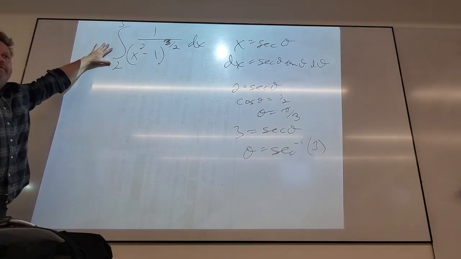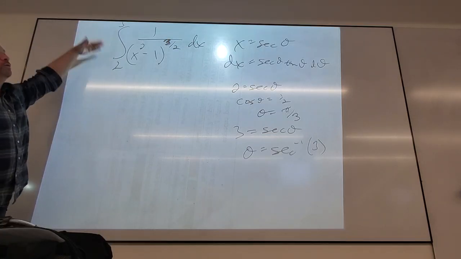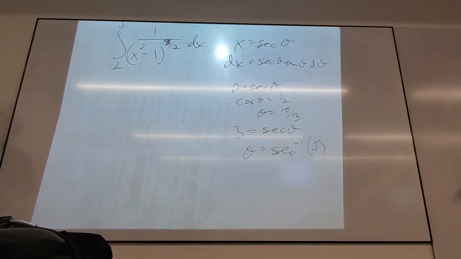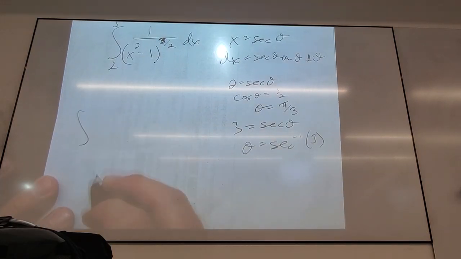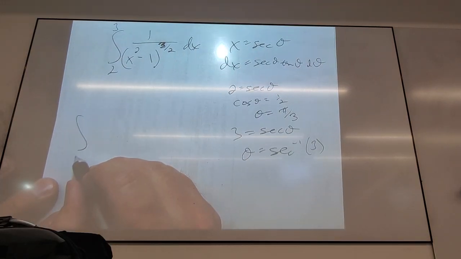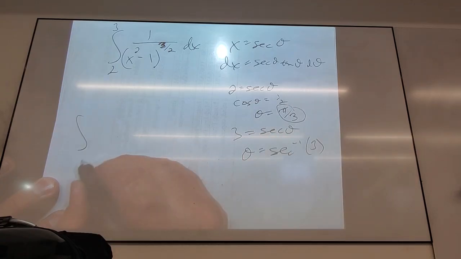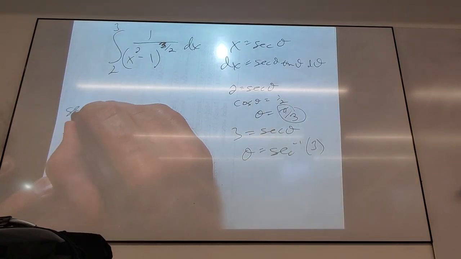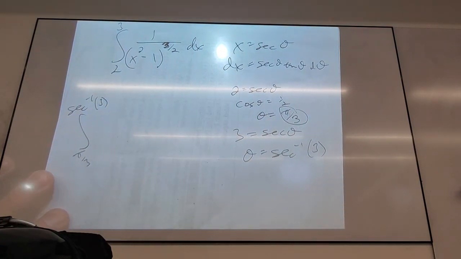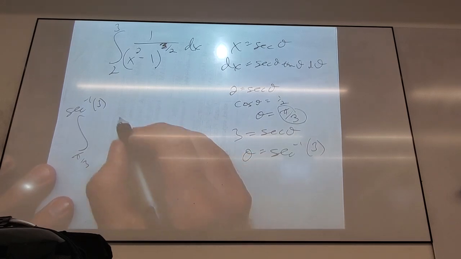So now I can rewrite this integral, yes? I know what the new limits are. What are the new limits, from what to what? From pi over 3 to inverse secant of 3. What do I put inside here?